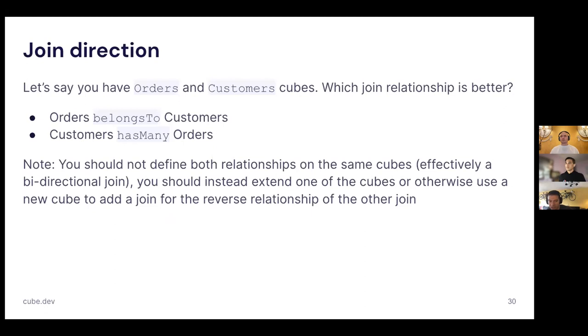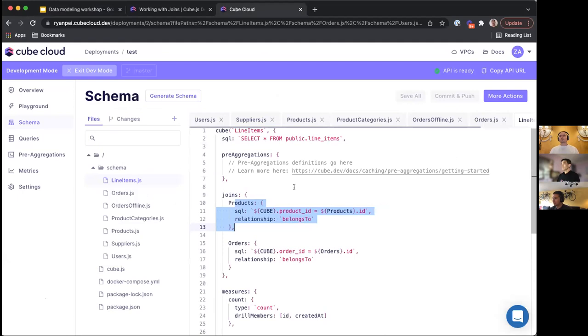I also saw some questions about the directionality of joins. So let's take this example. You have an orders and a customers cube. Which would be better to join these two? Would it be better to have orders belongs to customers, and this is assuming we have multiple orders per customer, or should we have customers has many orders? I should note that it's not really recommended to define both relationships on the same cubes, because when Cube looks for the join path between these, it won't be consistent in determining which path to take. And it does matter. So let me just illustrate on Cube Cloud how this matters.